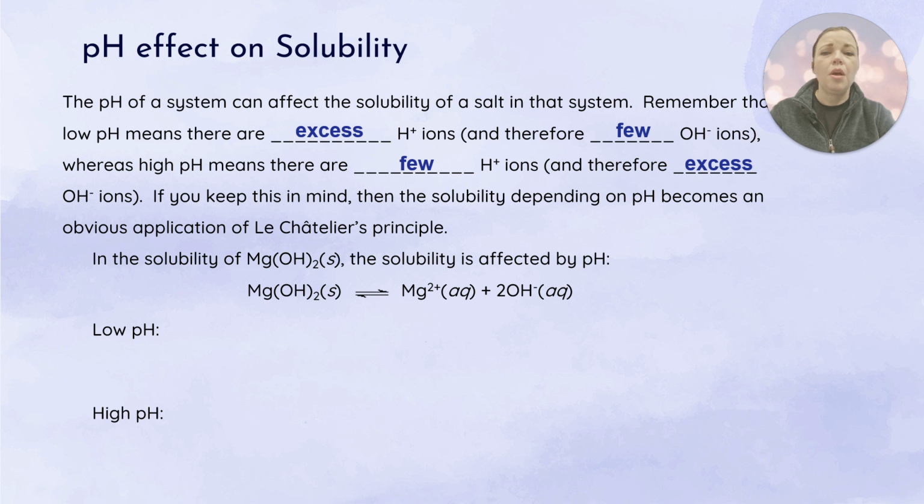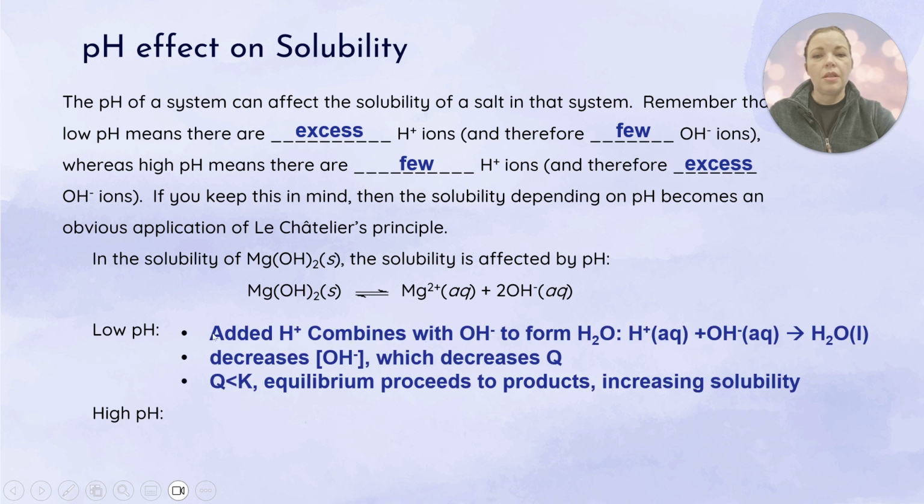So let's consider magnesium hydroxide for a moment. The solubility of magnesium hydroxide is affected by pH. If you have low pH, the added H+ combines with the OH- to form water. So H+ + OH- yields H2O liquid. Now remember that liquids and solids do not impact your K expressions, and so forming water basically removes this from having an impact on equilibrium.